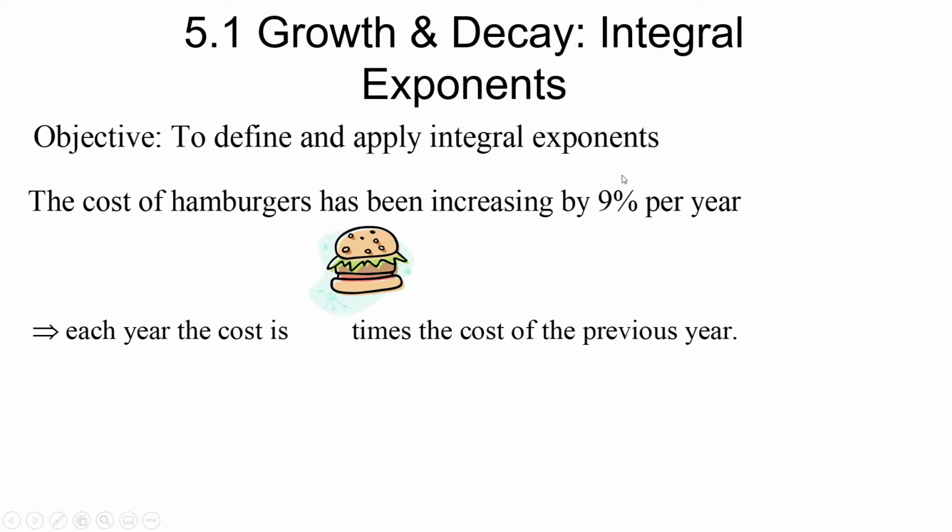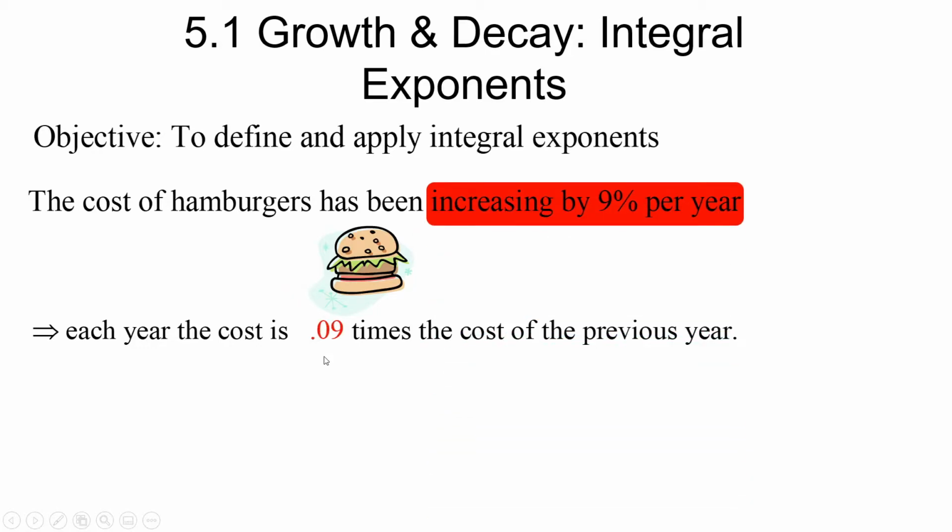Well, first, think about that 9% as a decimal. That would be 0.09. Okay, so that's the percent of increase right there. And to represent 100% of my hamburger, I'm going to put a 1 in front of that to get 1.09. So each year the cost is 1.09 times the cost of the previous year. This is called a growth factor right there. And every exponential function has a growth factor.